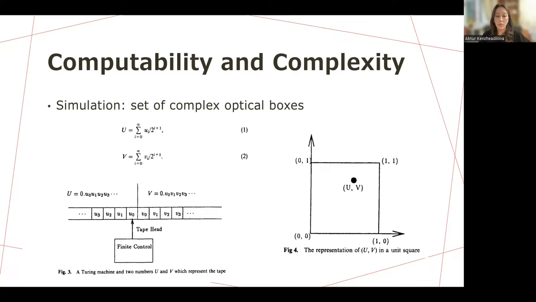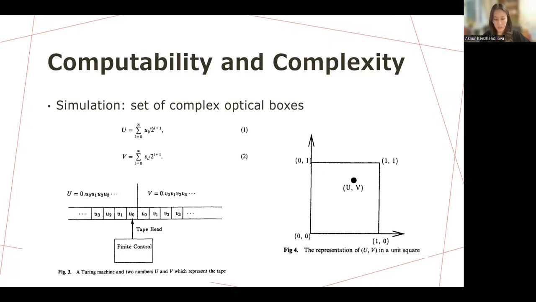Next, I think we're going to describe the idea in more detail. Also, we will represent a storage tape by using two binary fractions, U and V. U initially will be the symbol at the tape head, and V will be the successive symbols. As shown here in the first figure, we can represent the storage tape by using the two numbers U and V.